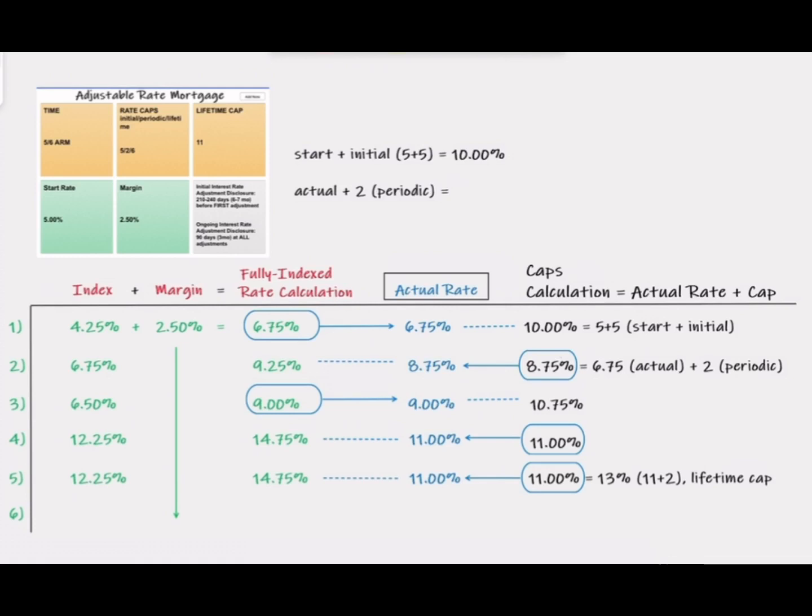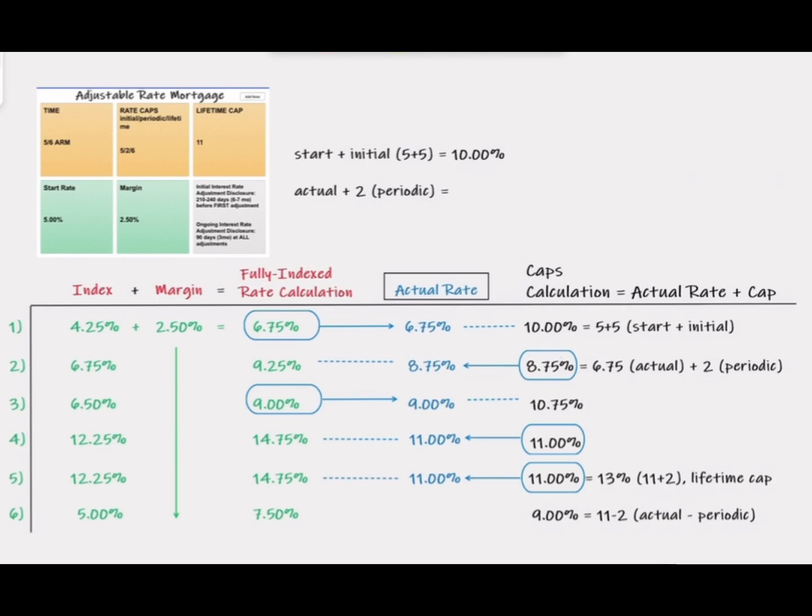We have one more adjustment to go. Adjustment number 6. The market index dips to 5%. The margin remains at 2.5. So now, the fully indexed rate is 7.5%. If the CAPS calculation is restricting a periodic rate cap drop of 2%, it will leave the borrower with an actual rate of 9%. In this scenario, what will the borrower do in this sticky situation?